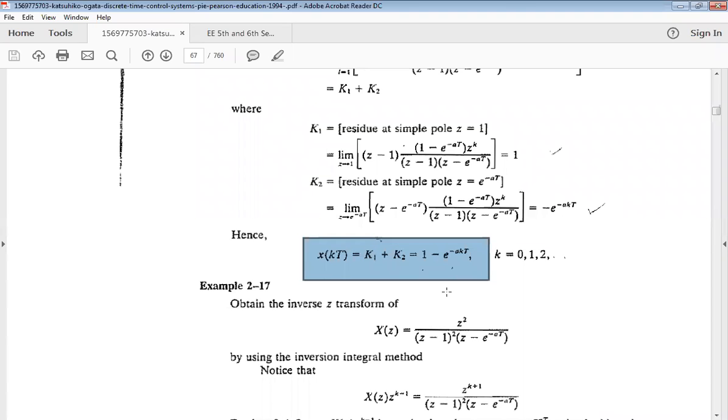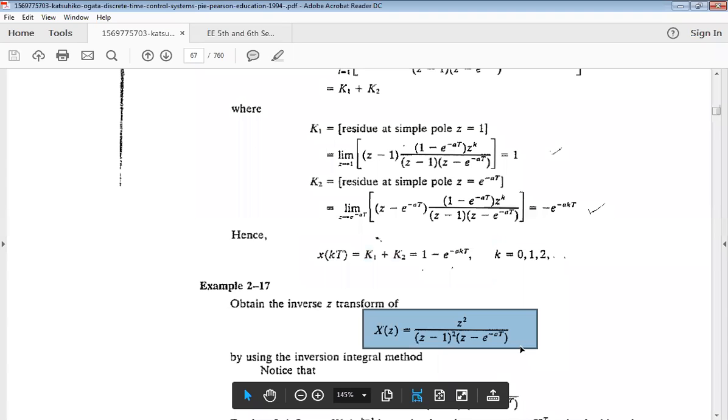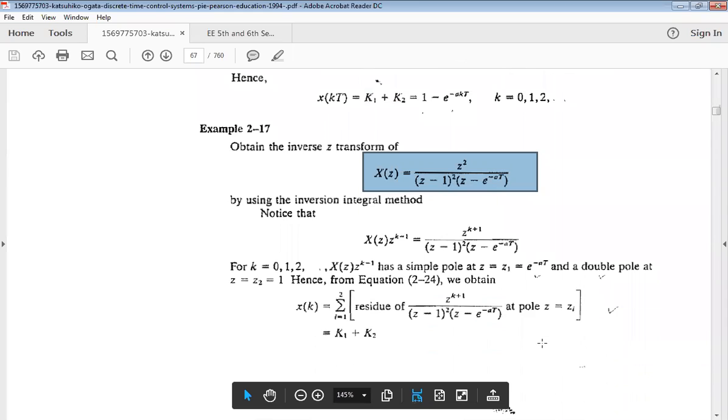So in the same way, if you want to find the inverse Z transform of X(z), suppose there are three poles, two repeated poles at z is equal to 1 and one pole at z minus e to the power minus aT. That means you have to find out.